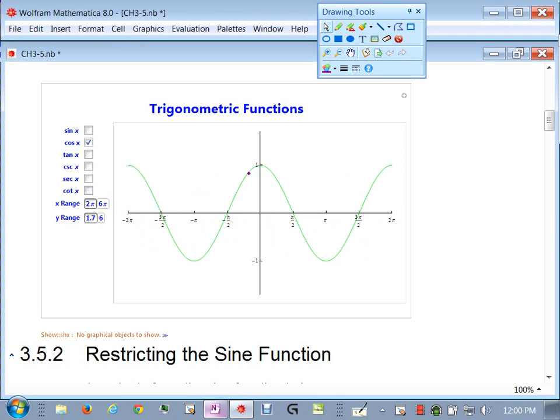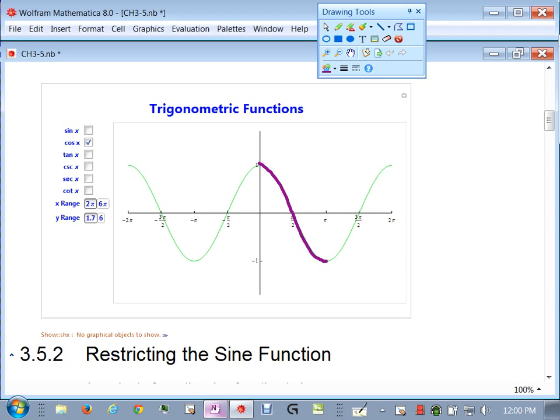Do you agree for cosine that if I tried to use the same restriction as I did for sine, from negative pi over 2 to pi over 2, it wouldn't work, right? I'd still fail the horizontal line test. So I can't use that restriction, so I have to use something else. What we agree, again, we have to agree on something, is to go from 0 to pi. That will cover the whole range of cosine from negative 1 to 1, and will also pass the horizontal line test, wouldn't it? So we just agree now to define the inverse of cosine, we must restrict cosine to 0 and pi.